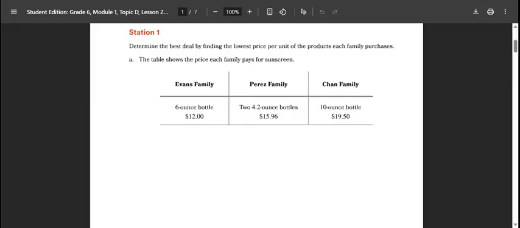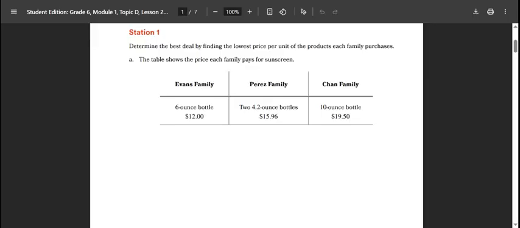The table shows the price each family pays for sunscreen. The Evans family pays $12 for a 6-ounce bottle. The Perez family pays $15.96, but that's for two 4.2-ounce bottles. And the Chan family pays $19.50 for a 10-ounce bottle. Not easy to make comparisons there. None of the prices are the same. None of the number of ounces of the bottles or even the number of bottles are the same.